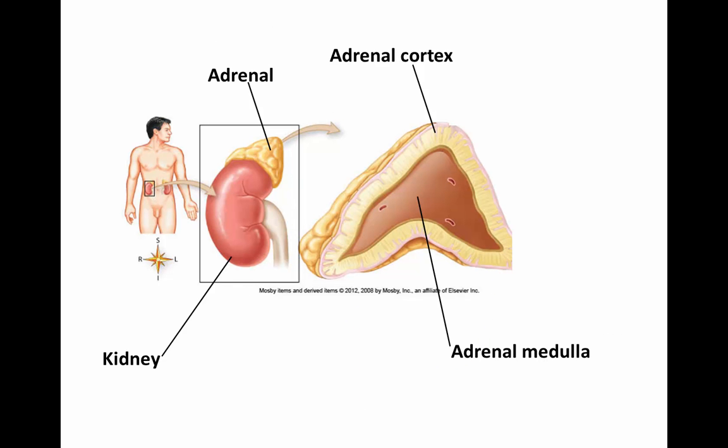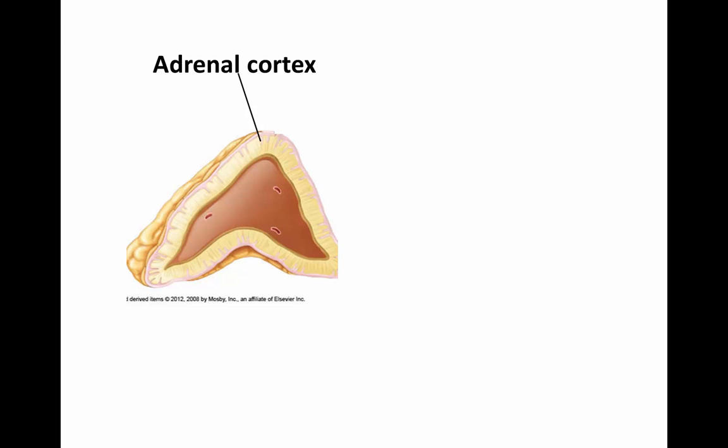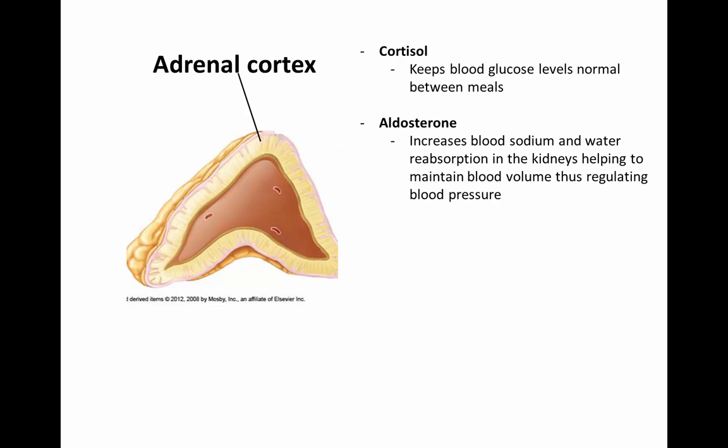The adrenal glands sit atop the kidneys. The adrenal gland is actually a two-in-one gland made up of the adrenal cortex and the adrenal medulla. Let's begin with the adrenal cortex and the hormones released. Cortisol keeps blood glucose levels normal between meals. Aldosterone increases blood sodium and water reabsorption in the kidneys, helping to maintain blood volume, thus regulating blood pressure.